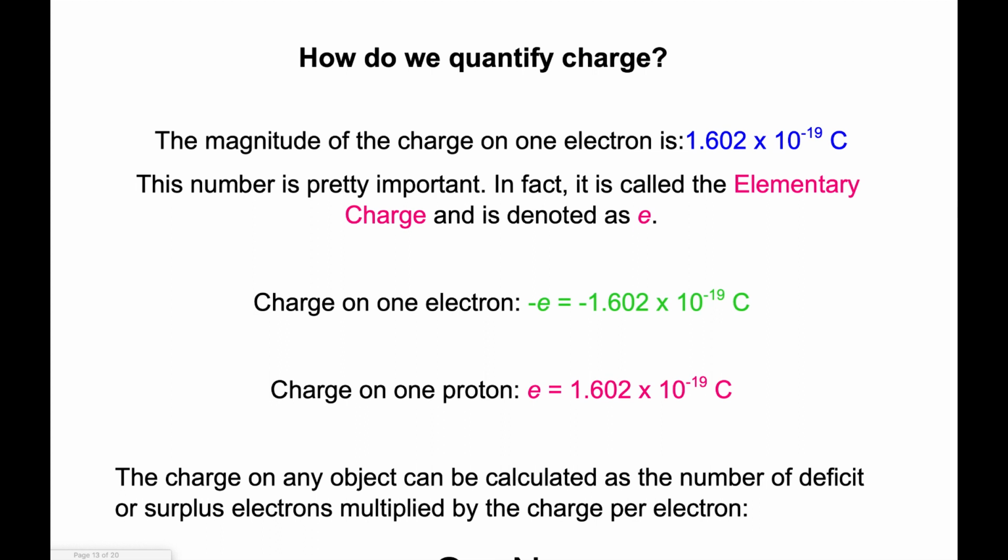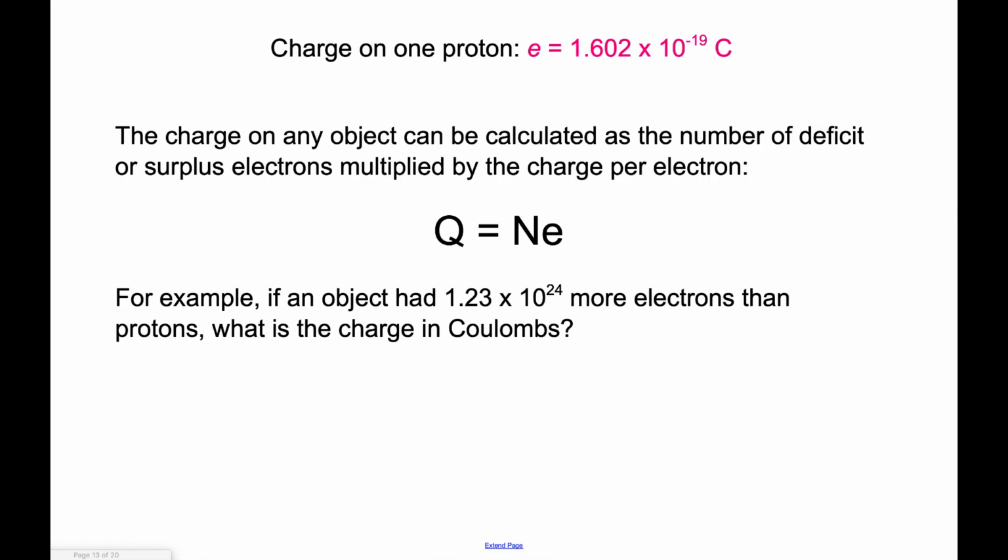It's actually called the elementary charge, and it's often denoted as lowercase e. So that's the charge on one electron when it's negative, but it's also the charge on one proton when it's positive. The charge on any object can be calculated as the number of deficit or surplus electrons. That means the number of electrons that have been added or removed from that object multiplied by the charge per electron. The formula that describes that is Q, the charge, equals N, the number of electrons that have been gained or lost, times e, the charge on every electron.